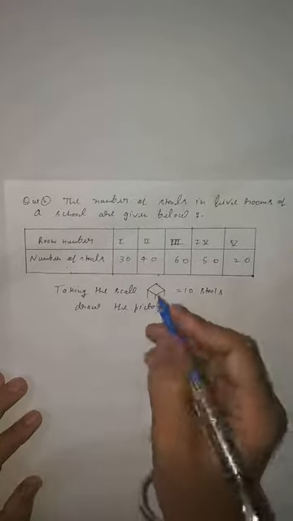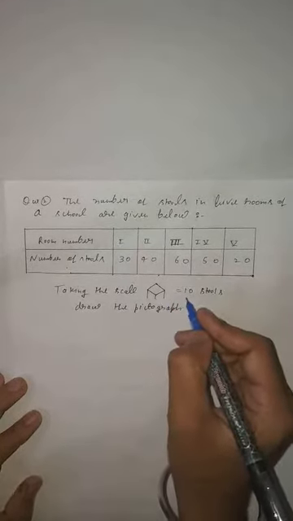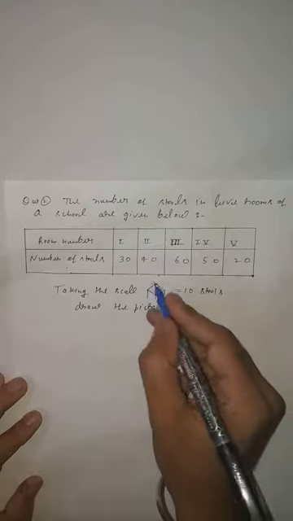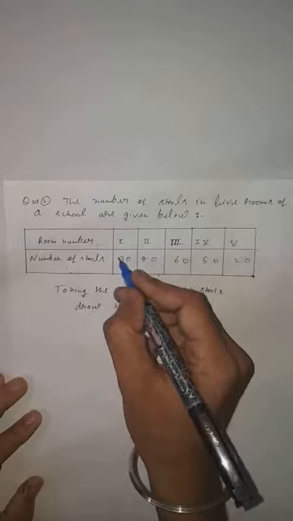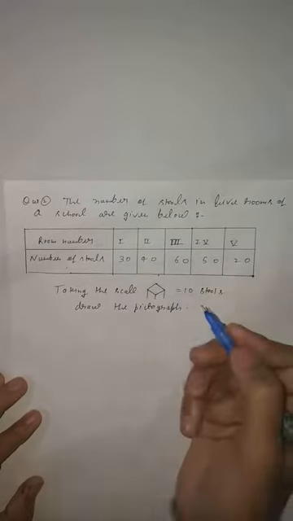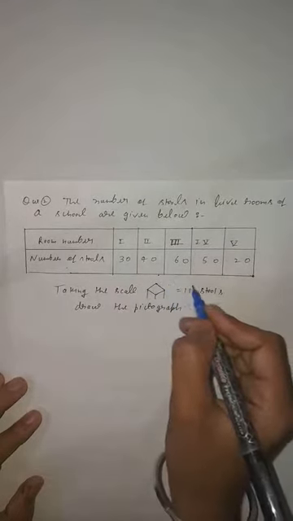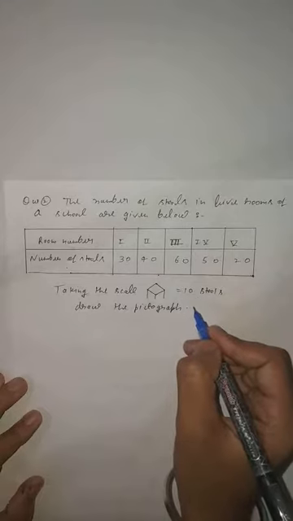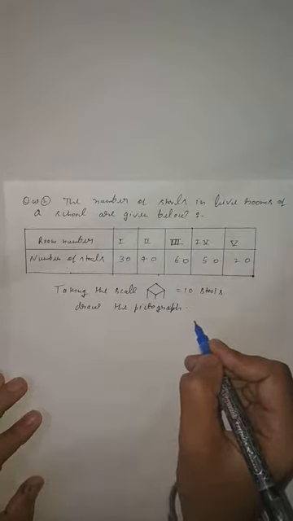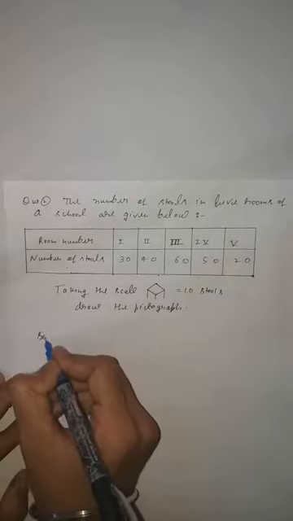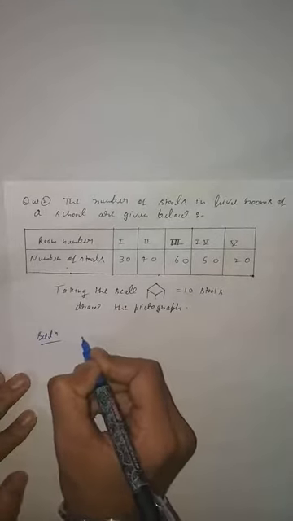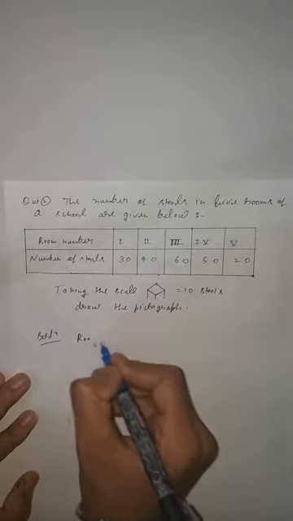Now next, taking the scale 1 stool equal to 10 stools, means this one stool will be equal to 10. So if you have to make 30, how many will you draw? Simply 3 you will draw, because 1 stool equals 10, 2 stools equal 20, so 3 stools equal 30. Clear, students? So you will follow the same pattern. Here you will write, in the solution, the room number.